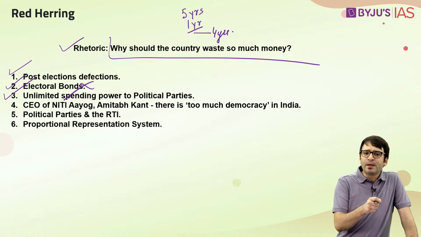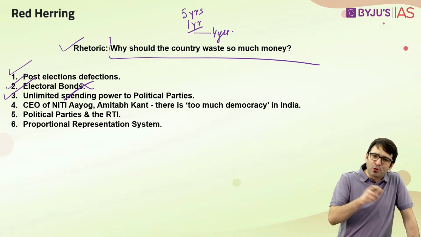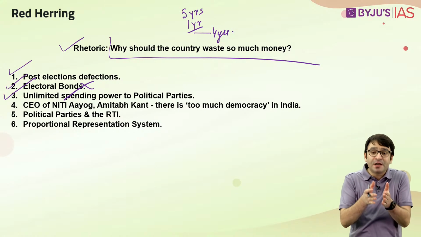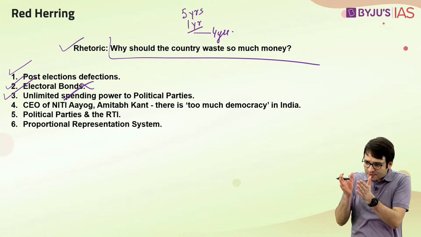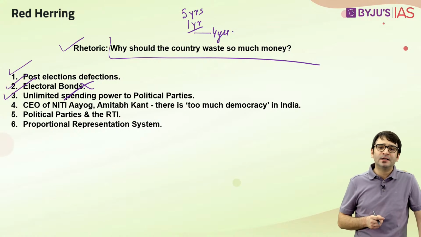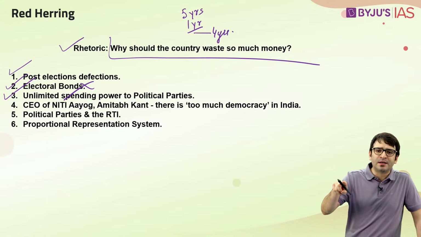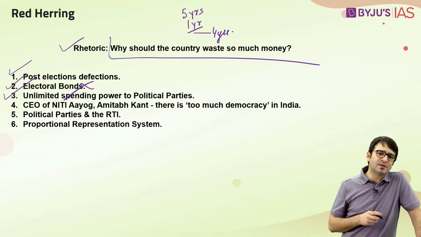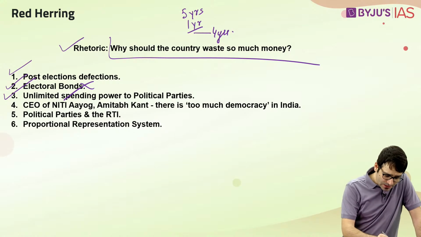And if there is no limit to the amount of money that a political party can spend in an election, it basically means free and fair election, which is part of the basic structure of the Indian Constitution, is also getting violated. Let's impose a limit on the spending of political parties rather than focusing on simultaneous elections. Something else.